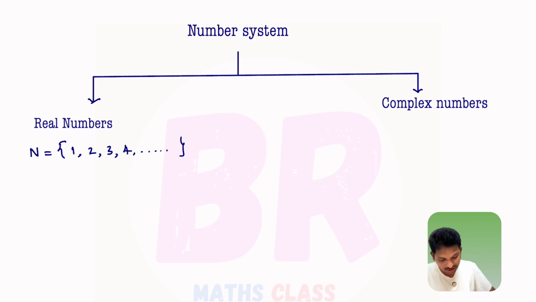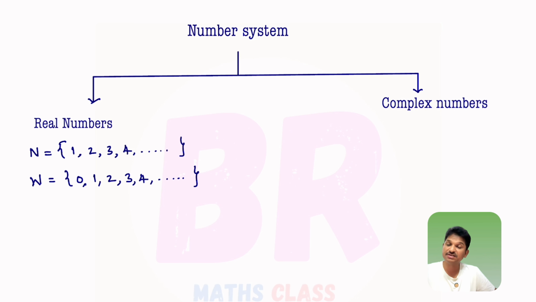Okay. Whole numbers. What are whole numbers? For natural numbers, you include 0. 0, 1, 2, 3, 4, and so on. Right? These are the whole numbers. Is 100 a natural number? Yes, 100 is a natural number. Is 100 a whole number? Yes, 100 is a whole number.